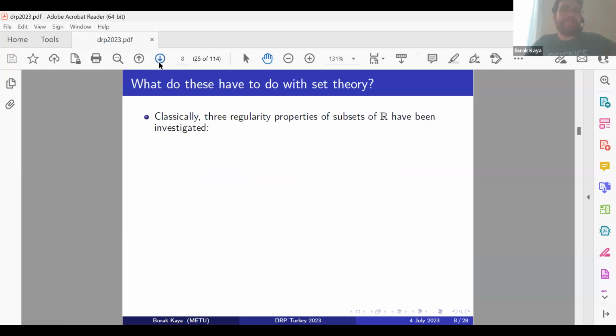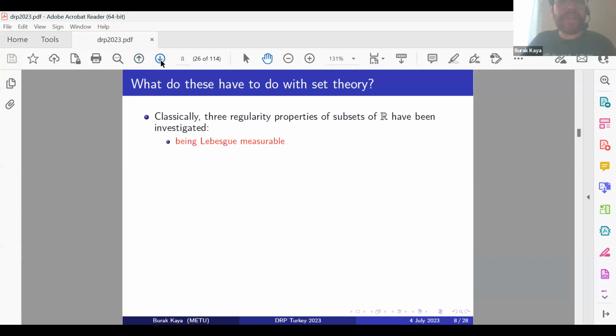Now, what do these have to do with set theory? Because so far I have just talked about topologies and measurable structures. So you may claim that, okay, he must be a measure theorist or a general topologist because we haven't been talking about set theory. What's the connection with set theory?